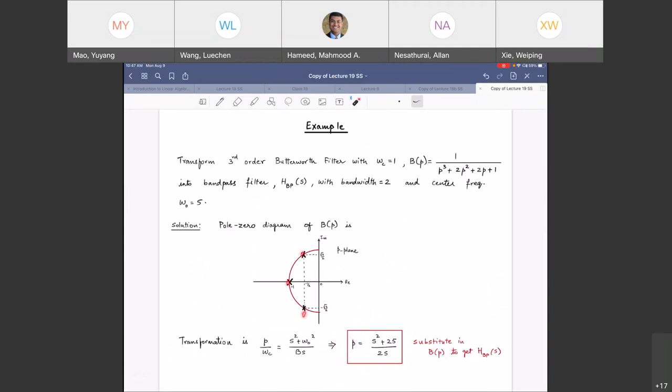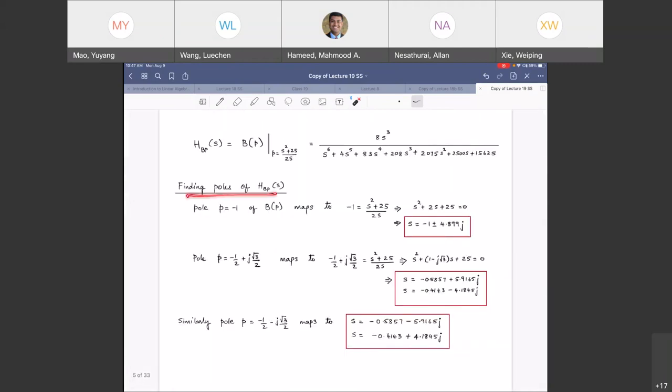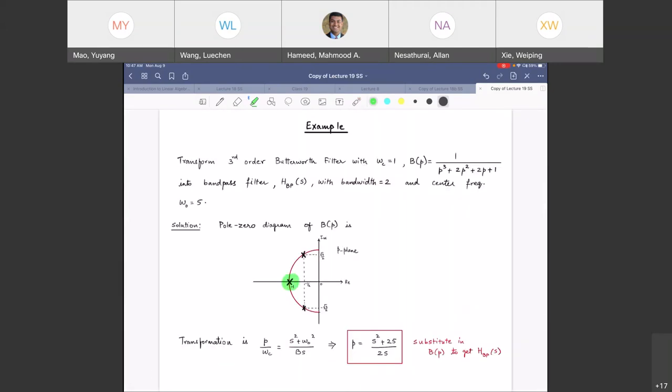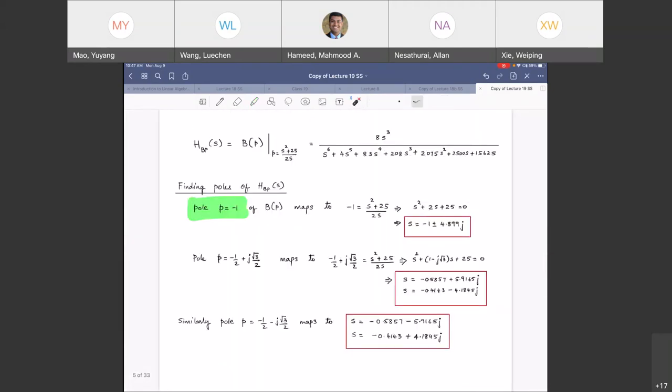Here, here, and here. So I can put one pole, the location here, find the corresponding two values of S for the first one, second one, third one. Do it, finding poles of the bandpass filter. When you have a pole at negative one, where is this guy? Pole negative one is right here, right? Find that. Use the transformation, find the corresponding two values of S.